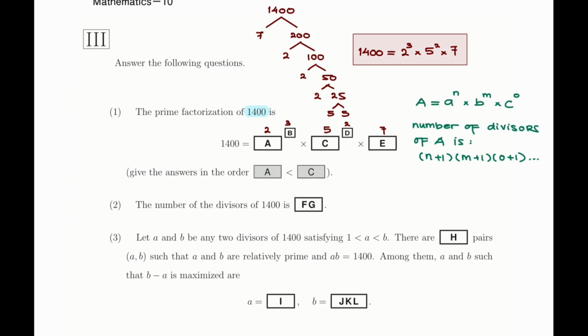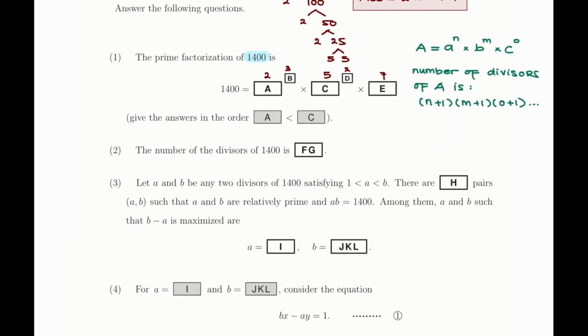So to find the number of divisors of 1400, since we already expressed 1400 in its prime factorization, that means the number of divisors is 3 plus 1 times 2 plus 1 times 1 plus 1. So my answer is 3 plus 1 times 2 plus 1 times 1 plus 1, which is 4 times 3 times 2. My final answer is 12 for F and G.